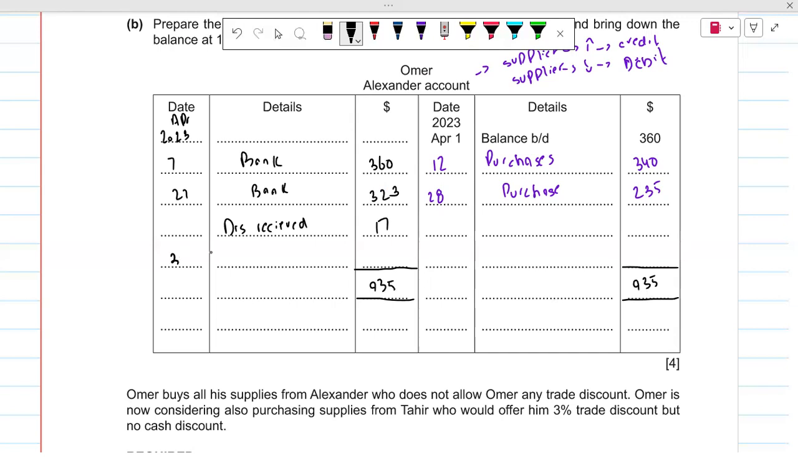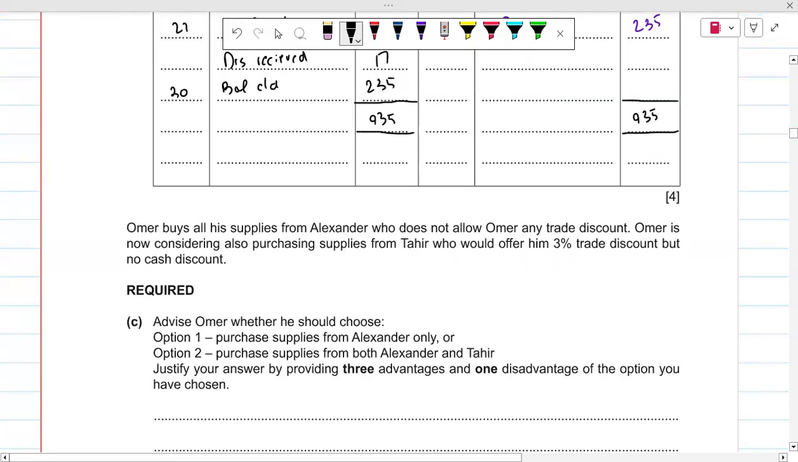So we have the balance c/d on the debit side, $235, and it will transfer on the credit side for the next month, as balance b/d. It means that still we have to pay $235 to Alexander.